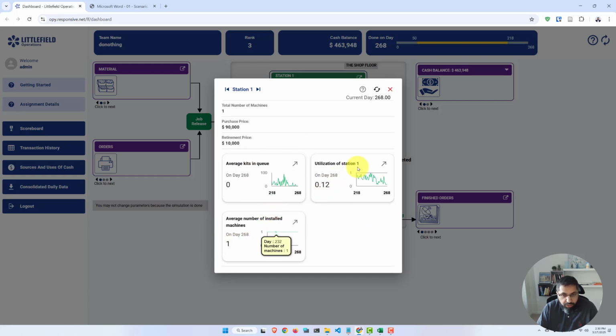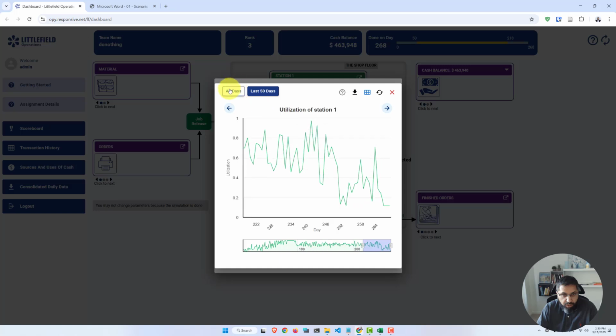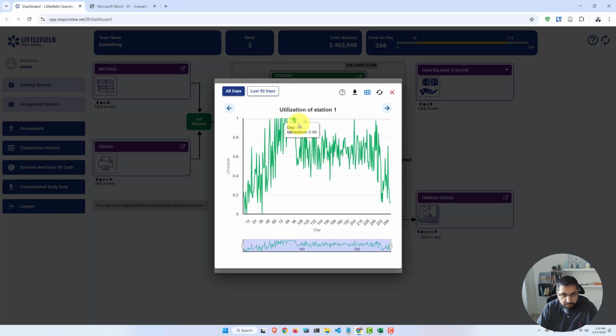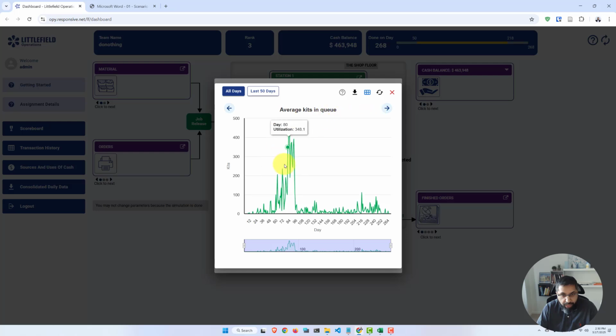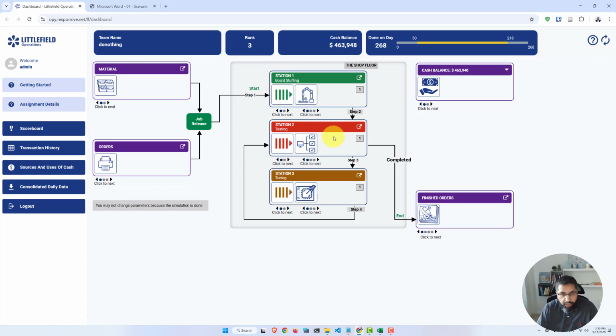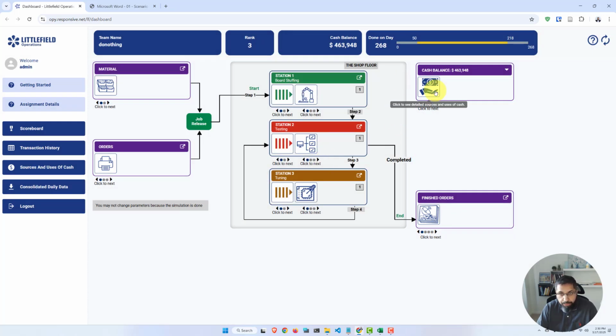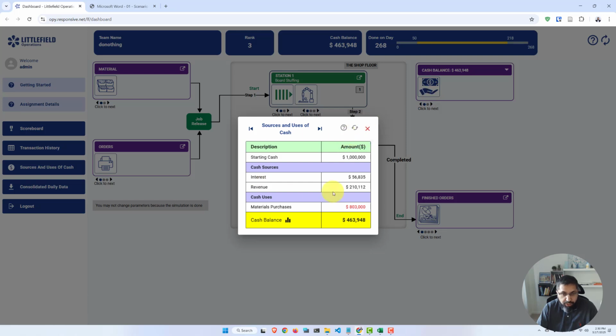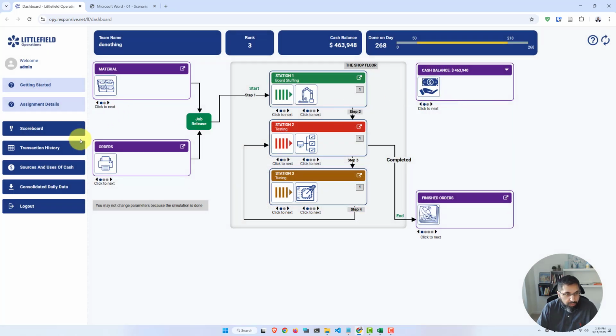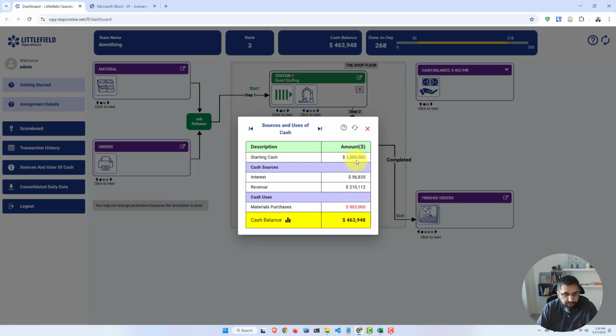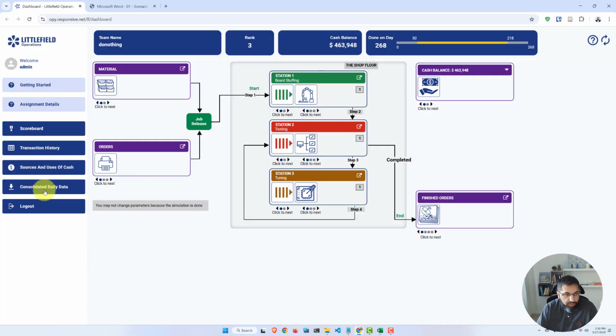You have 1 machine here, the utilization of this station, right? And you can see that it hits 100% here at some point. You can see average kits in the queue, how the queues are, right? And so for any of these stations, you can see this information. Okay. We already talked about, you can see your cash balance here. You can also see your sources and uses of cash here, right?